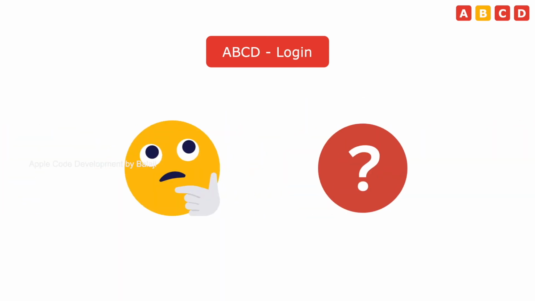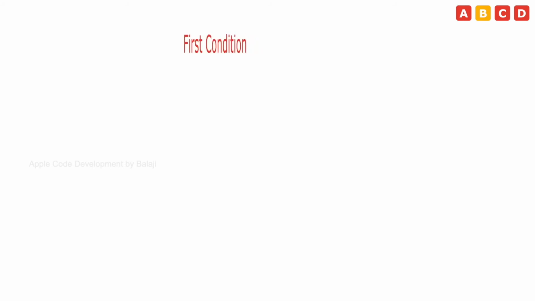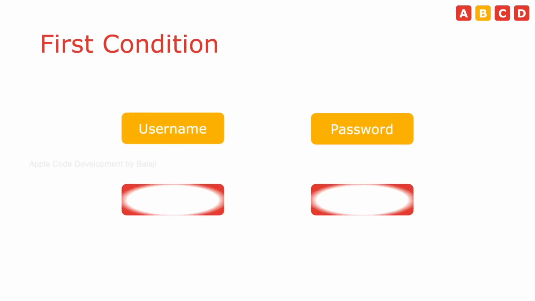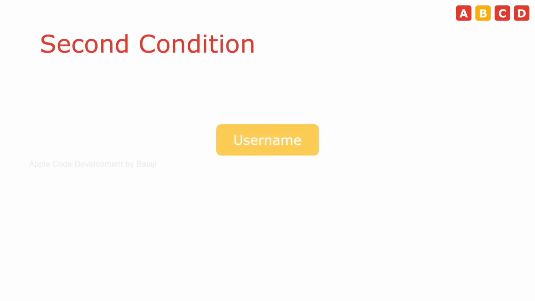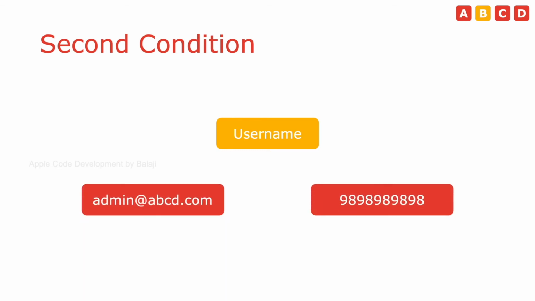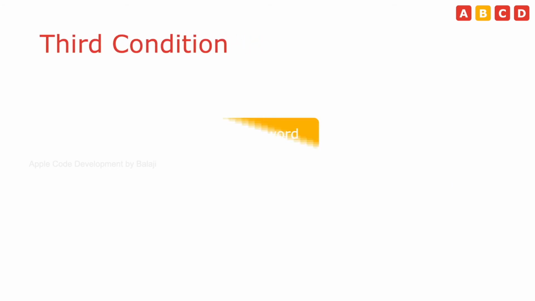In this case, what are the conditions will you check for login? The first condition, the username and password should not be empty. It should have some value. The second condition, the username should be admin@abcd.com or the mobile number. The third condition is the password should be ABCD. Okay, let's try these conditions with logical operators.